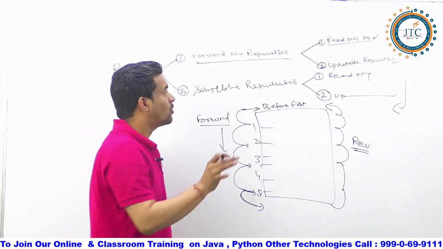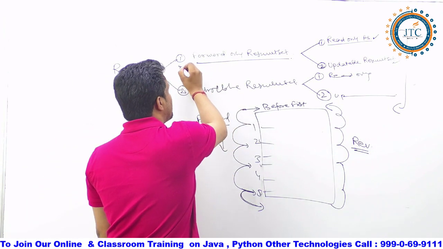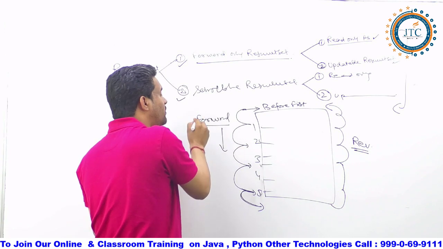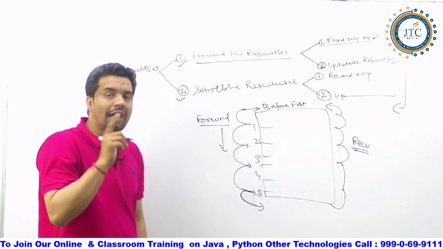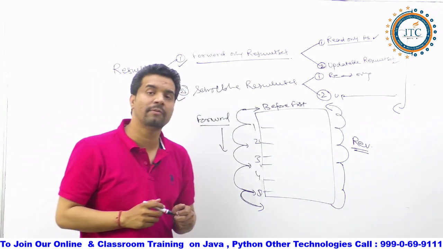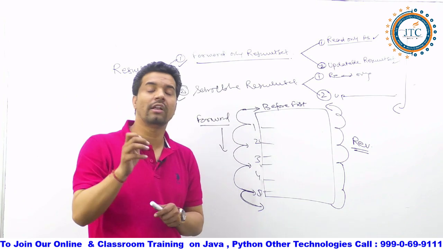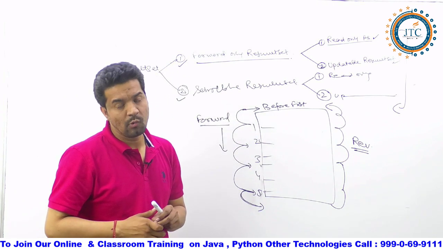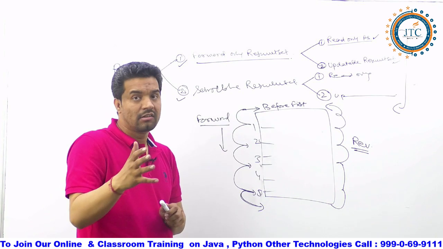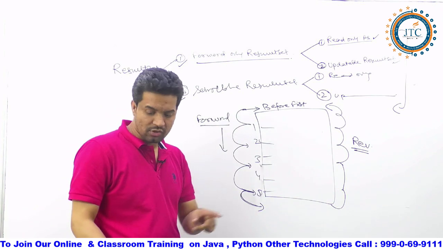Whether it is forward or scrollable, who will decide, and when will this be decided, the type of result set? That is one very important thing. That's what I am showing.